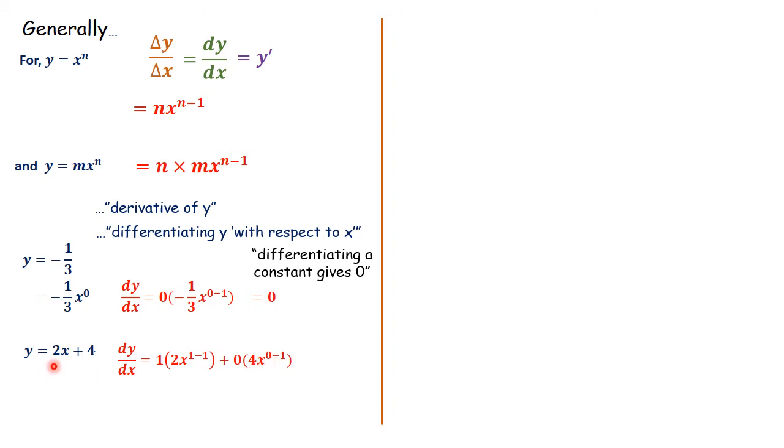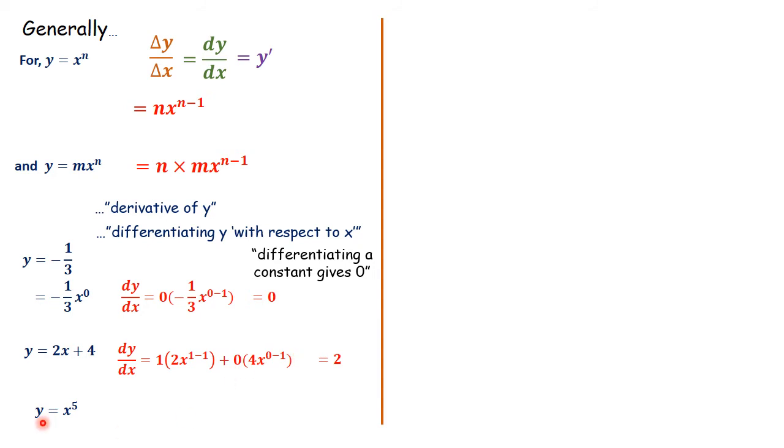So the first term will have 1 times 2 x raised to power 1 minus 1. 1 minus 1 is 0, so x raised to power 0 is 1. So we have 1 times 2 times 1, which is 2. The other one, anything multiplied by 0 is 0. Therefore, this reduces to 0, and the derivative of y in this case will be 2. Let's go to the next one.